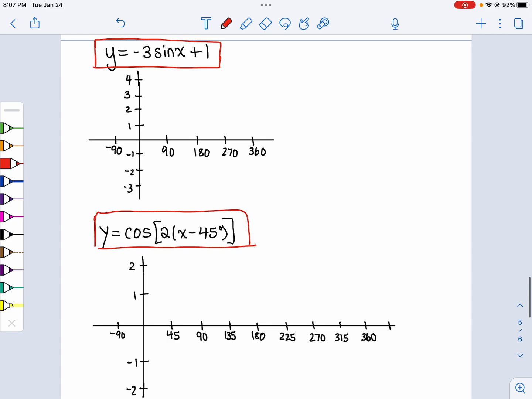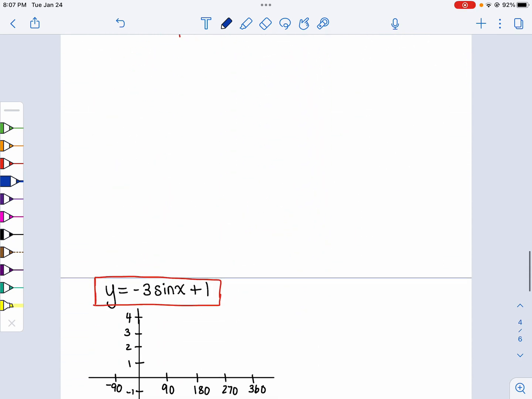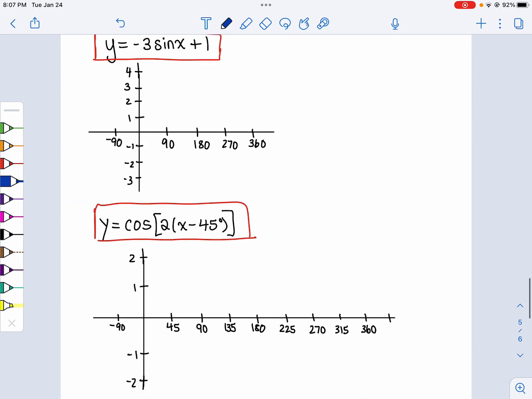Okay, moving on. Graphing. I skipped sine and cosine law. No, let's not do it.